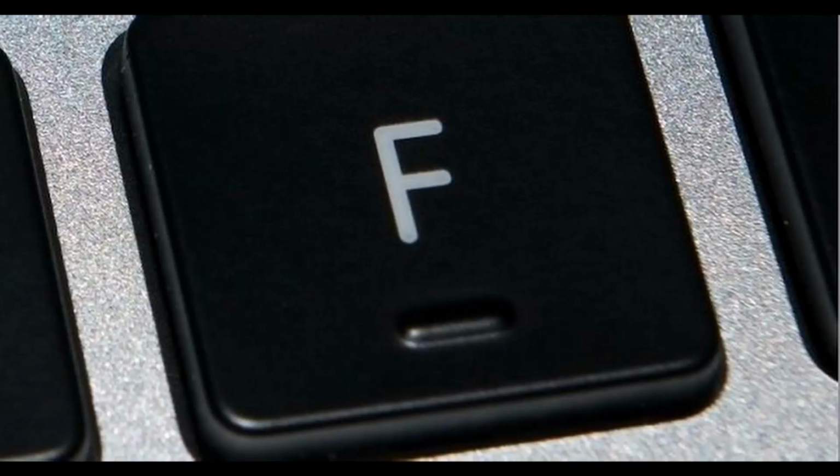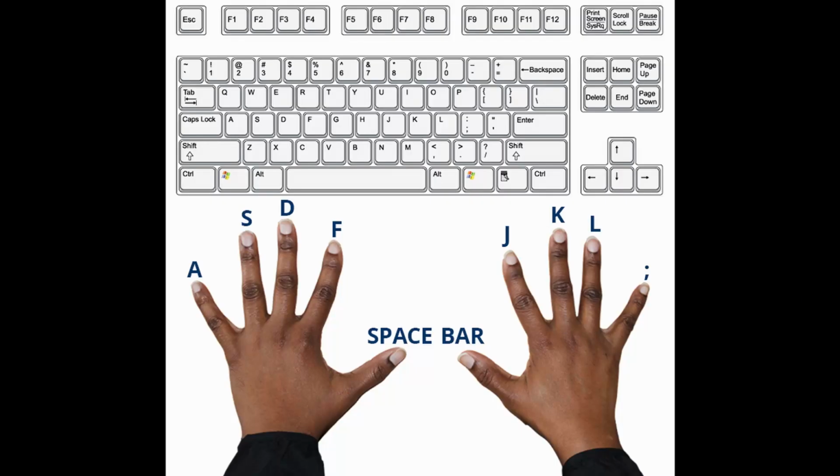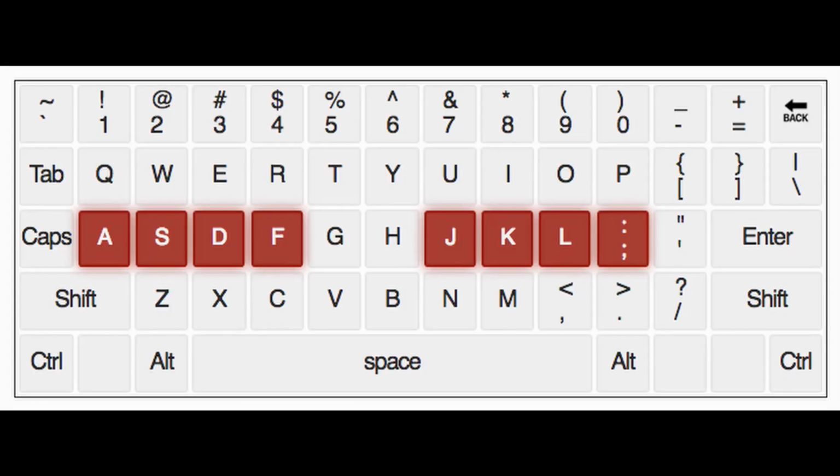If you've ever wondered where those little bumps are on the J and F key, those are for people who touch type to find the home row. Since these are where your index fingers are placed, you can use the bumps to reposition your fingers back on the home row after typing letters in other rows, hence the name, touch typing.